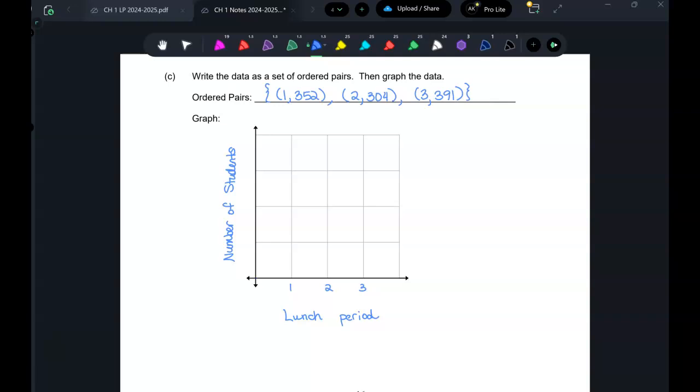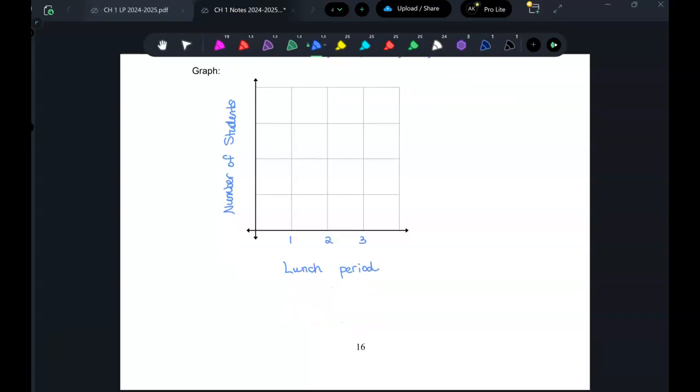Okay, let's talk about how we could number. What's the smallest number that we have? 304. What's the biggest number that we have? 391. Okay, so how would you label? What do you think, Joe? I would probably start it at the bottom at 300, and then the top would be like 400. Okay, we could do that.